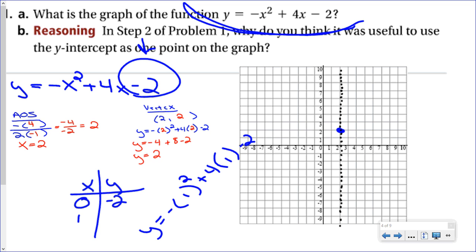All right, so the first part, you'd end up getting -1 plus 4 minus 2, or in other words, y equals 1. Okay, so let's get the first one done. Go to the graph and plot the point 0, -2.